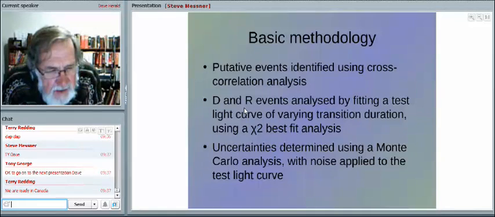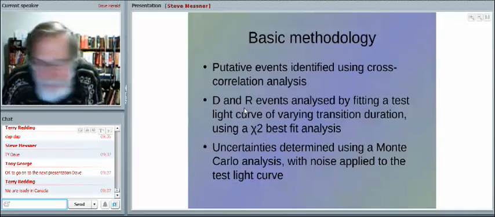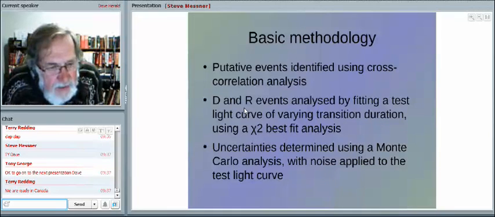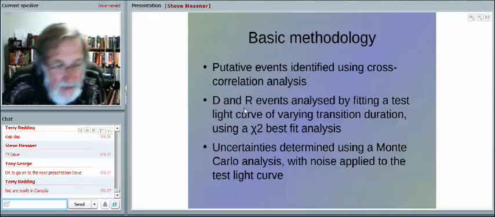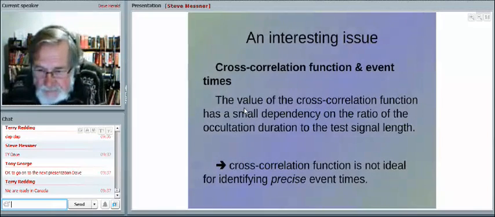And the third bit is uncertainties in the event times. I determine those using a Monte Carlo analysis of the fit of the test signals to the D and R events, with noise being applied to a test light curve. That's a very simple explanation of the methodology, but it's fairly comprehensive as well. Next slide.